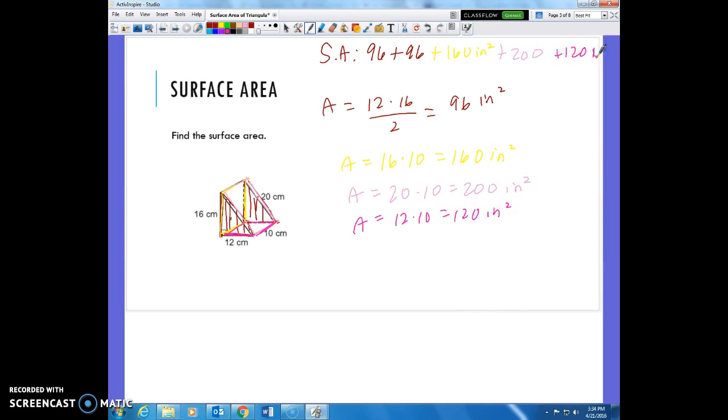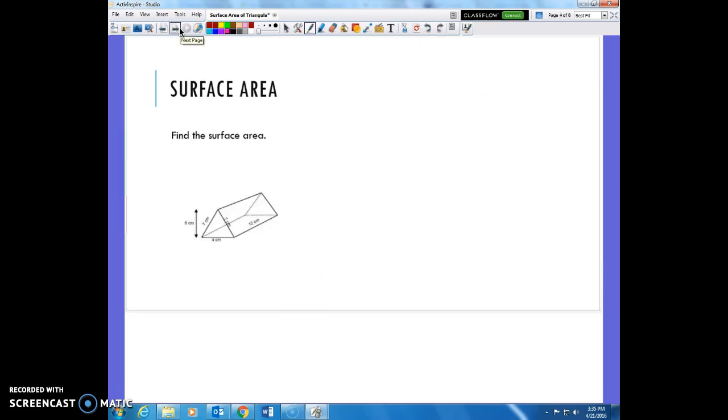So together, all together on the outside of my shape, my total surface area is 96 plus 96 plus 160 plus 200 plus 120. Let me get that calculated for you: 96 plus 160 plus 100 plus 120 is 672 square inches. The surface area in this case would be 672 square inches. And again, we're not doing volume anymore, we're finding the surface area. So the area of all the shapes on the outside of the prism, or the surface of the prism, added together.